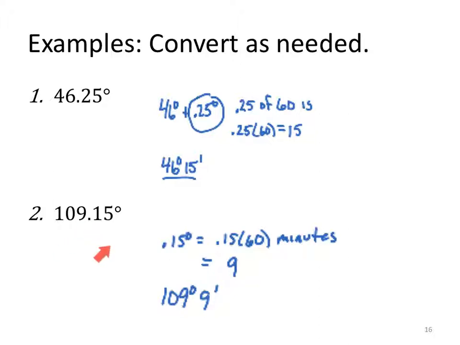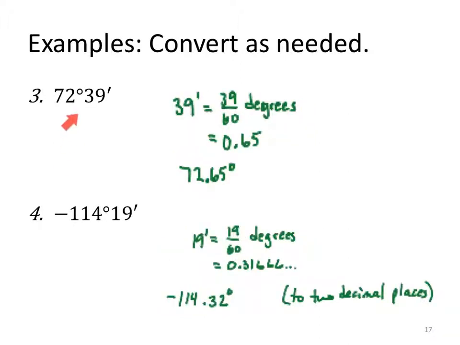109.15 degrees. Well, the 109 is fine. We just have to take care of everything to the right of the decimal. 0.15 degrees is 0.15 of 60 minutes. 0.15 of 60 is 9. So 109.15 is 109 degrees, 9 minutes.